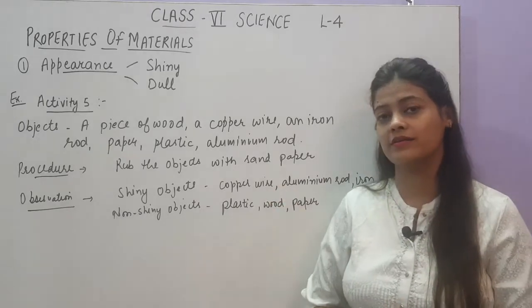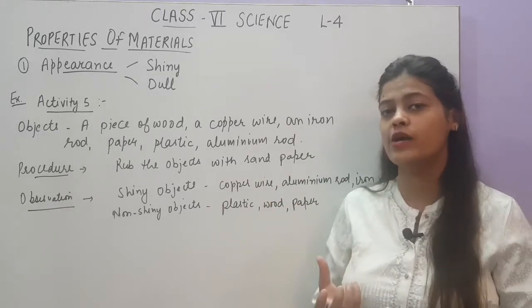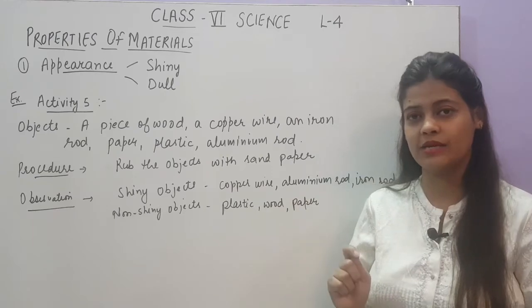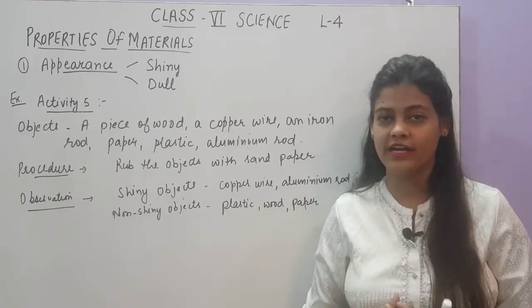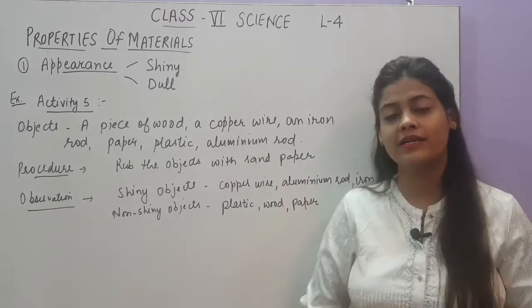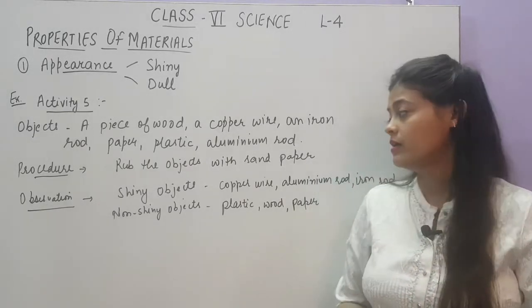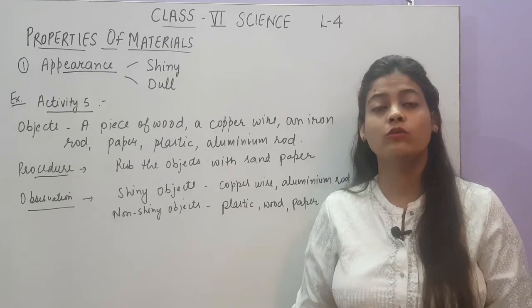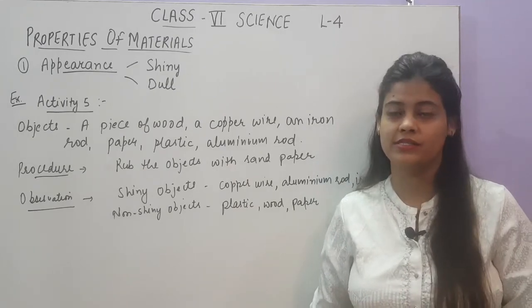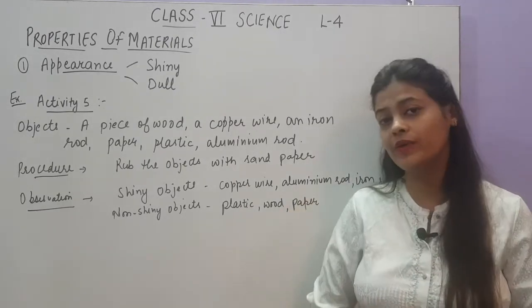एक कॉपर वायर जो है जब आप उसको अच्छे से रब कर देंगे सैंड पेपर से, it gives us a shiny appearance. जनरली जो मेटल्स होते हैं एल्यूमिनियम, कॉपर, आयरन, ये सब क्या होते हैं, शाइनी होते हैं। और भी बहुत सी चीज़ें हैं like gold, silver, they have shiny appearance. Okay, then next is aluminium rod.